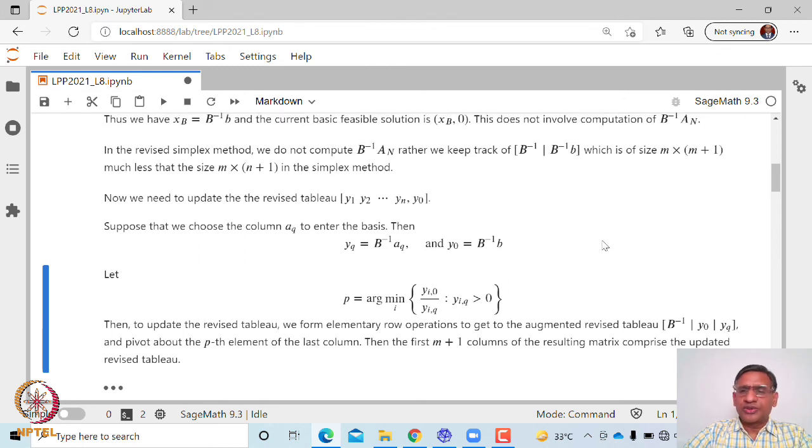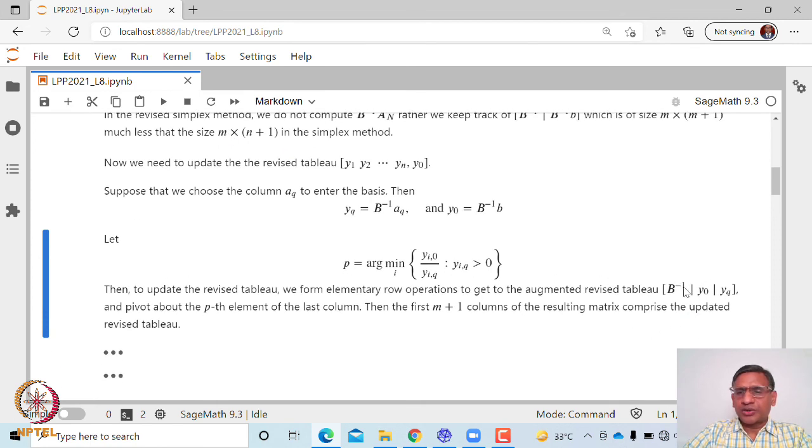Now we will look at another column YQ. To this B inverse Y0, we will append another column YQ. So now this matrix is of size m cross m plus 2. Still it will be much smaller than m cross n plus 1, right? Once we have B inverse Y0 YQ, we will pivot about the pth element in the last column. This column has entries y1q, y2q, ..., ypq, ..., ymq. So ypq is going to be the pivot element.